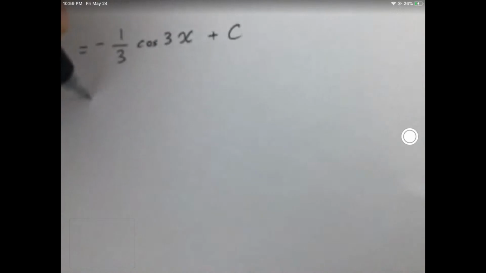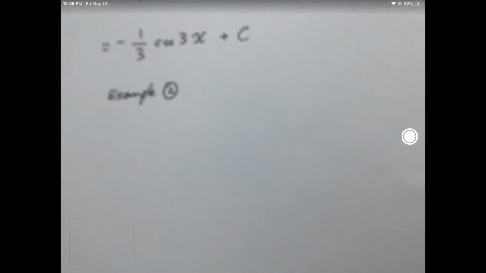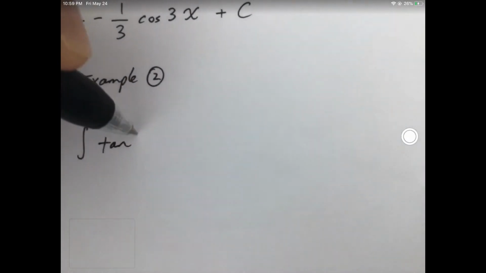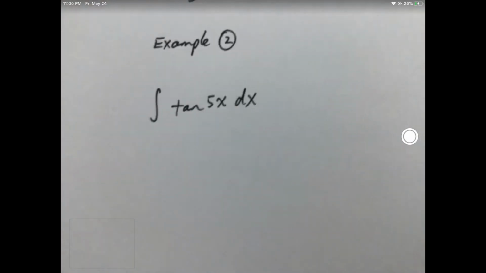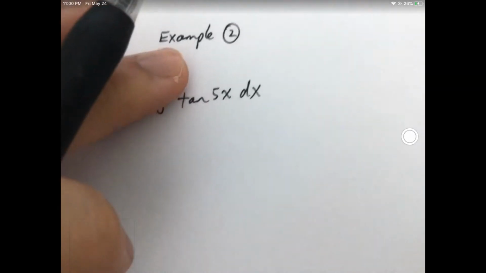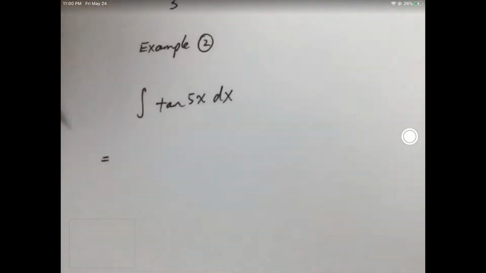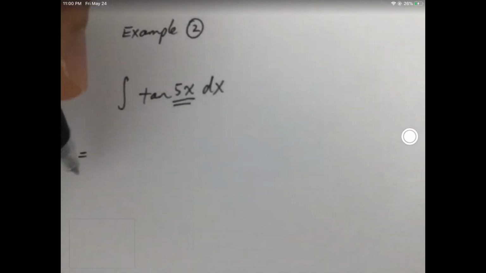Okay, next we move on to the second one. The second example, we have another problem. Here, it's going to be the integration of tan 5x dx. And then if we remember from what we have established earlier in our definitions, the integral of tan 5x dx would be the natural log of secant x plus c, and then don't forget that the 5x, again, we have to do something about it.